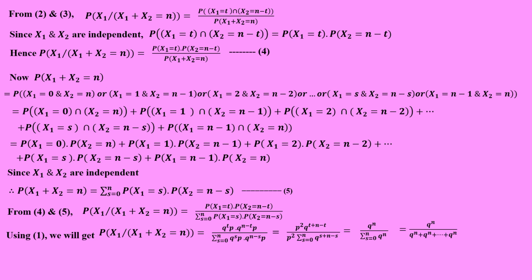So q power n by q power n plus q power n, and so on, up to n times q power n. From 0 to n you have n plus 1 terms. So q power n by n plus 1 into q power n, which is 1 by n plus 1, the uniform distribution.